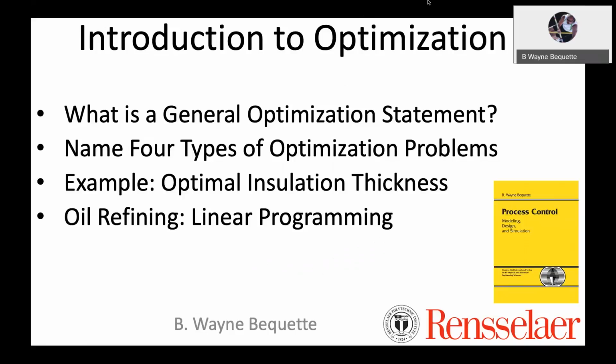In this introduction to optimization, we want to understand what a general optimization statement is, name 4 different types of optimization problems, provide an example for optimal insulation thickness, and then finish with a motivating oil refining example using linear programming.